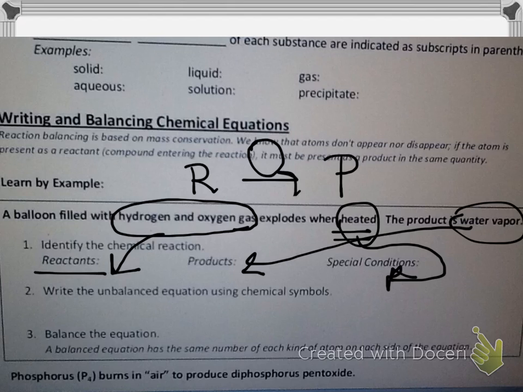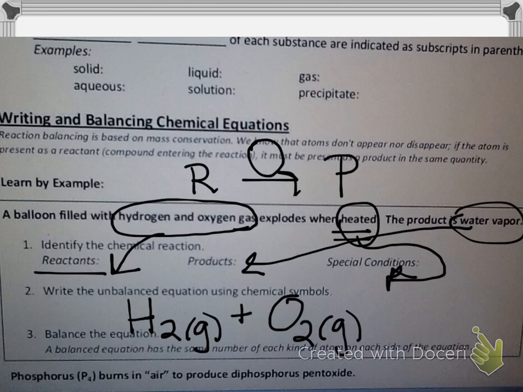So we said our reactants were hydrogen and oxygen gas. Hydrogen is not just H. We know hydrogen is an element, but if you recall all the way back to chapter 3, I believe, hydrogen is a diatomic element. So when we say hydrogen gas, we understand as chemists now that it's H2. All right. Oxygen is the same way. Oxygen gas, oxygen is a diatomic element. So when we write the formula, we write O2 for oxygen.